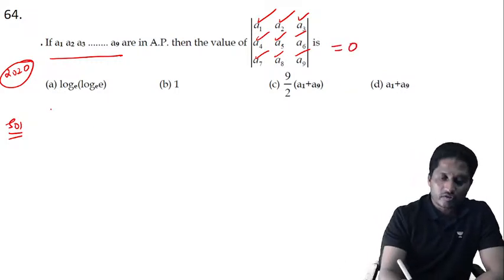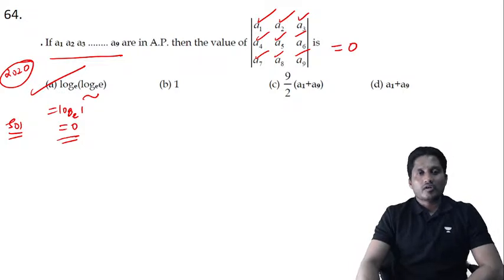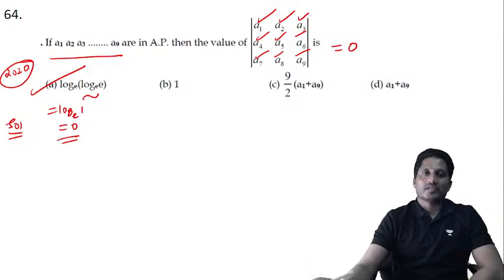Yes, Varun, right? So this is equal to log to the base C of log E, which is 1. Log 1 to any base is 0. The answer is option A, because log E to the base C is 1 and log 1 to any base is 0. The answer will be equal to 0.